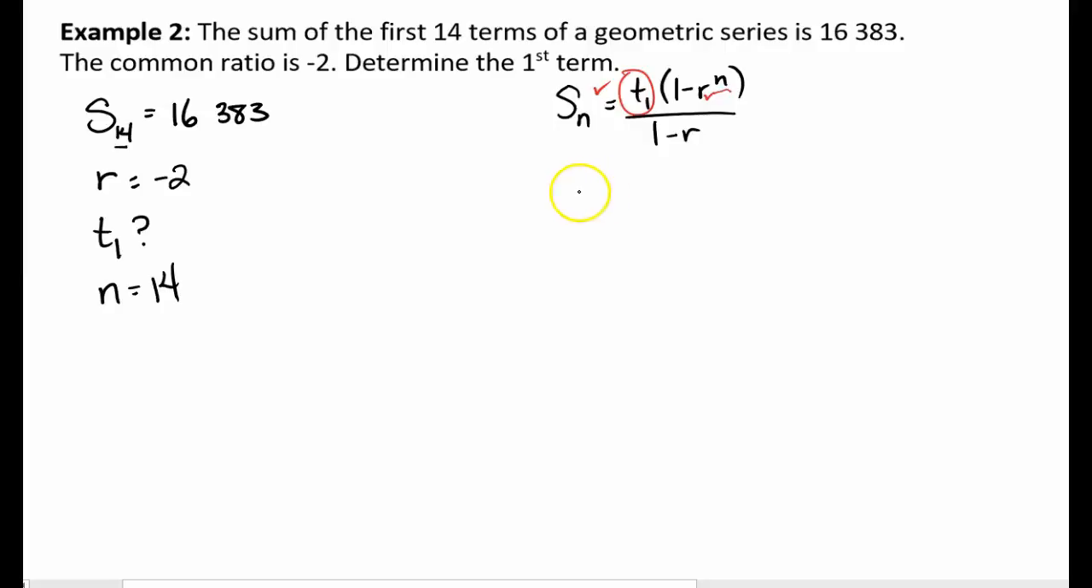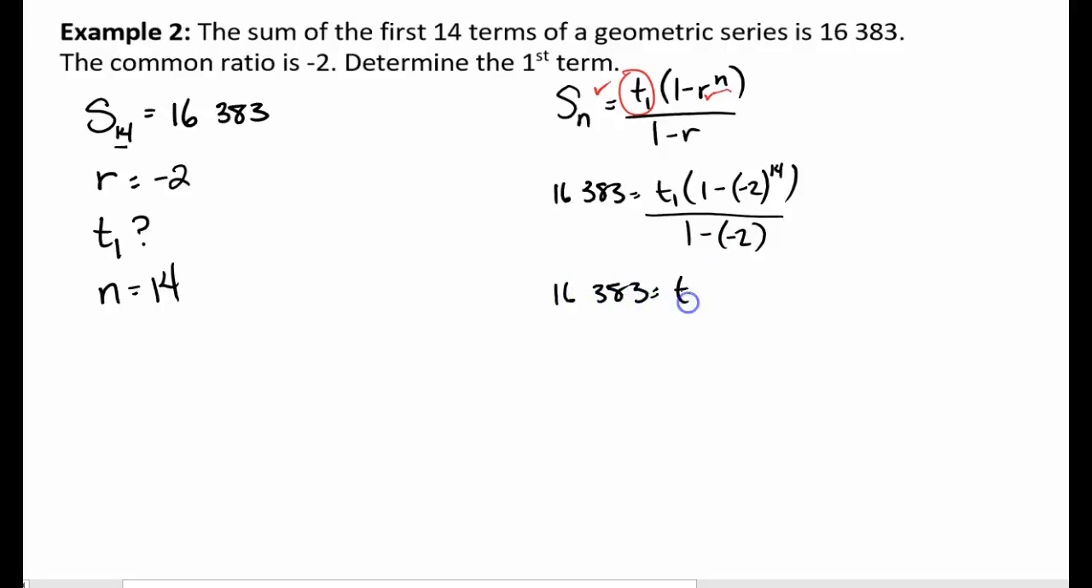From here, it's plug and chug, but the chug part's going to be a little bit more challenging because we're trying to solve for something that's part of the bulk of our formula. So we've got 16,383 equals term 1 times 1 minus -2 to the power of 14, all divided by 1 minus -2.